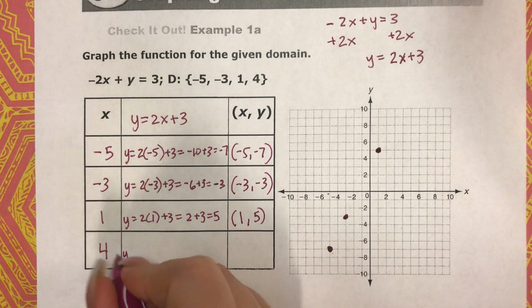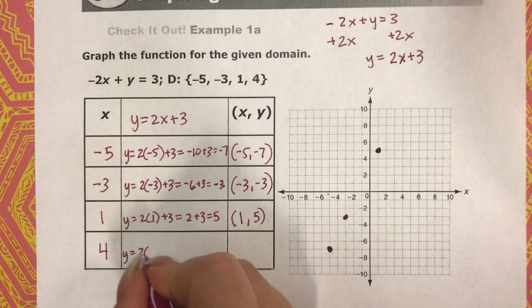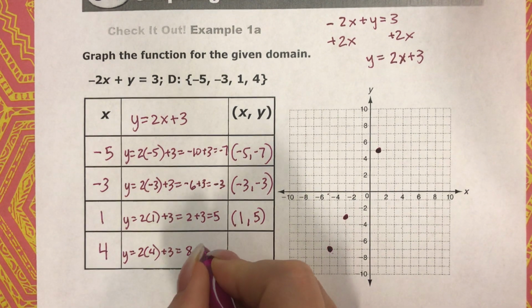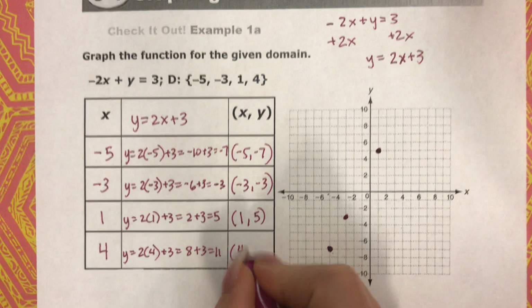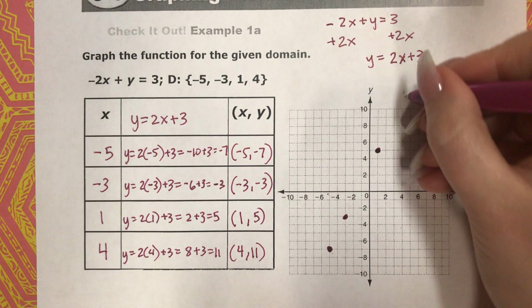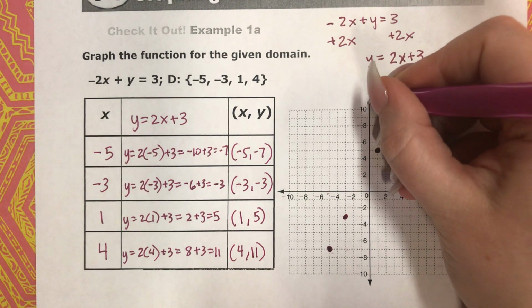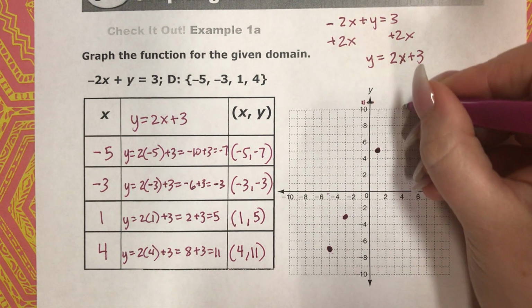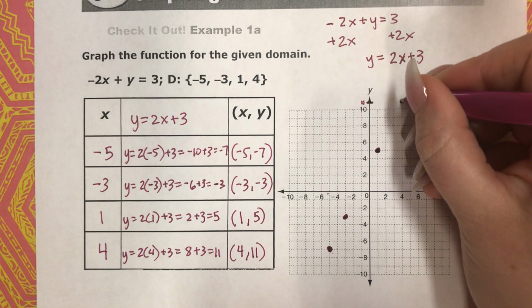And lastly, when x is 4, so we substitute 4 in for x. 2 times 4 is 8. We end up with the point 4, 11. Ooh, this one might be a challenge to graph. So 4, 11, I'm going to say 11 is right there. So it's going to be right there.